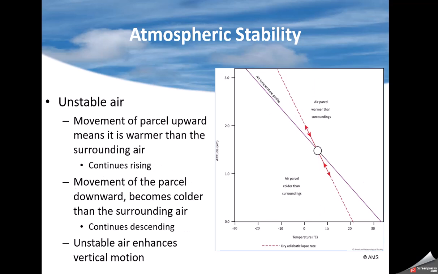For example, unstable air is going to go up faster and faster. There's an acceleration there until it reaches the same temperature as the outside air.